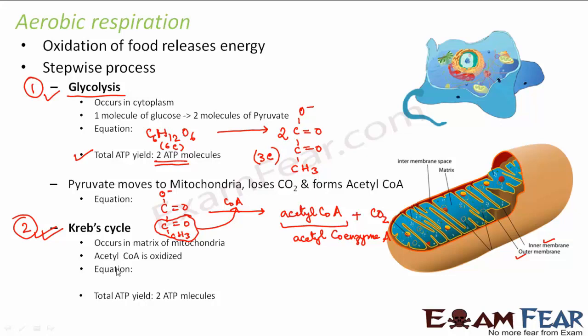So what will happen here? This acetyl coenzyme A, which was formed before, will get oxidized in presence of oxygen. So acetyl coenzyme A in presence of oxygen, what will it form? It will form carbon dioxide plus 2 ATP molecules plus some hydrogen carrier molecules.